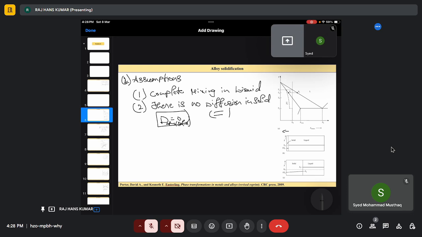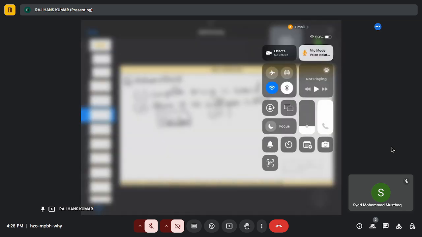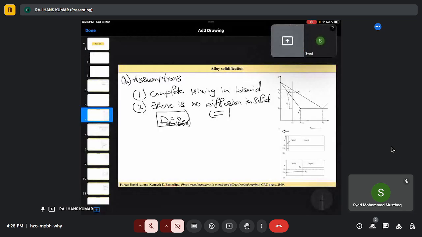Now you can see at the beginning here we have only liquid. Now once we came down a bit, the liquid keeps on rejecting the solute into the liquid, right?